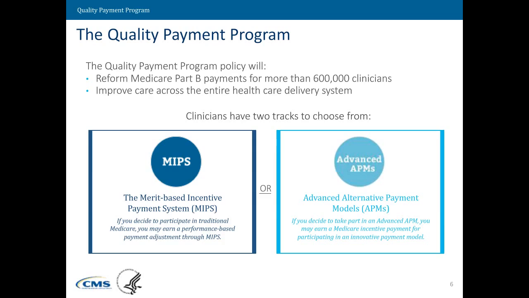The second track of the Quality Payment Program is the Advanced Alternative Payment Model track. If clinicians decide to join an advanced APM, they may earn a Medicare incentive payment for participating in an advanced alternative payment model. This is a 5% incentive payment or bonus that is available to qualifying APM participants, or QPs, which we'll review in detail later in the presentation.